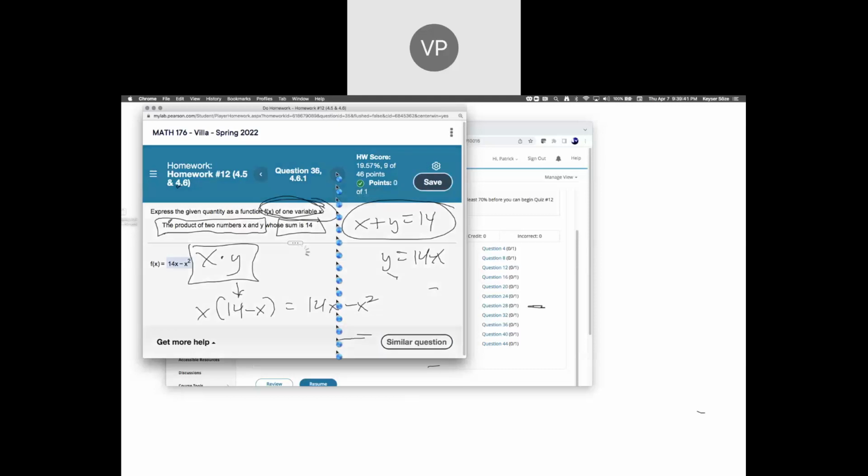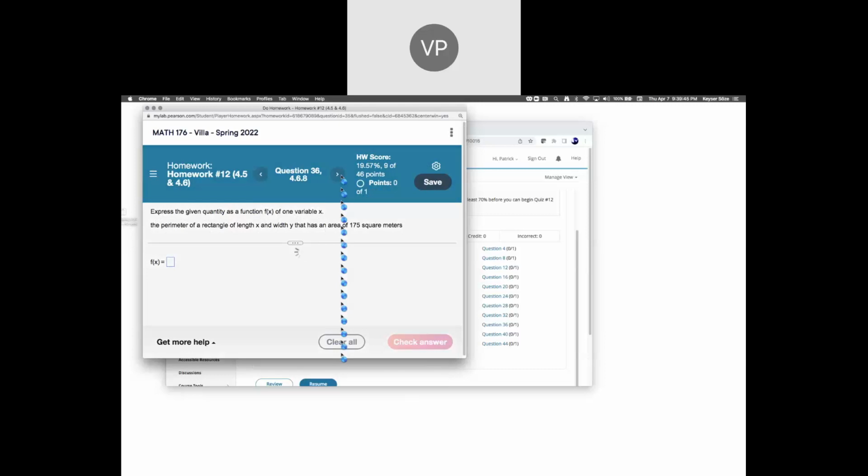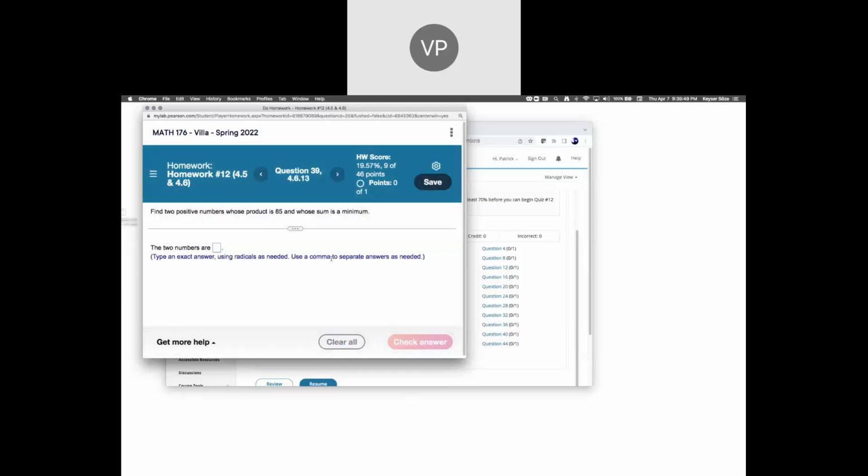Okay, so let's look at number 39. Find two positive numbers whose product is 85 and whose sum is a minimum. So I'm going to focus on the minimum part right there. Okay, so they want the sum to be a minimum. That's our goal right there.